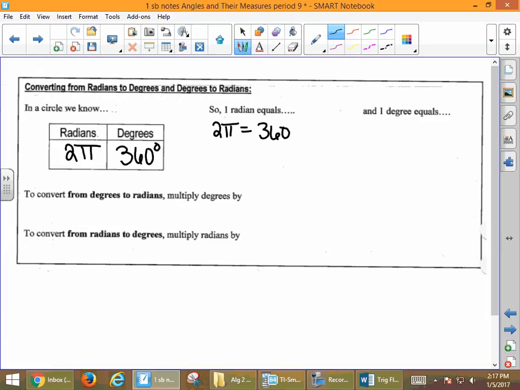And what we can do is divide both sides by 2 pi. And if we divide those sides by 2 pi, 2 pi divided by 2 pi is 1 radian. And we can simplify 360 divided by 2 pi. Well, 2 goes into 360 180 times.